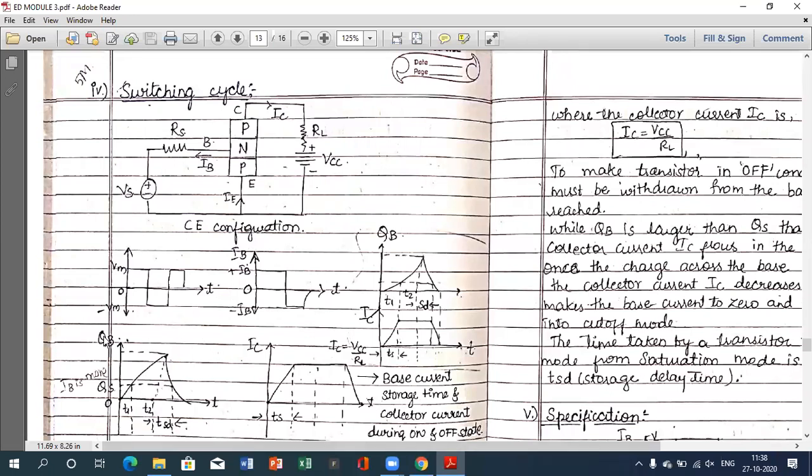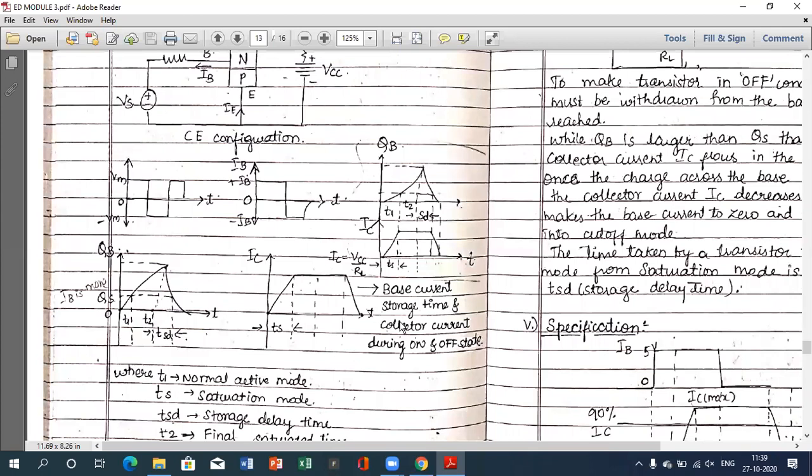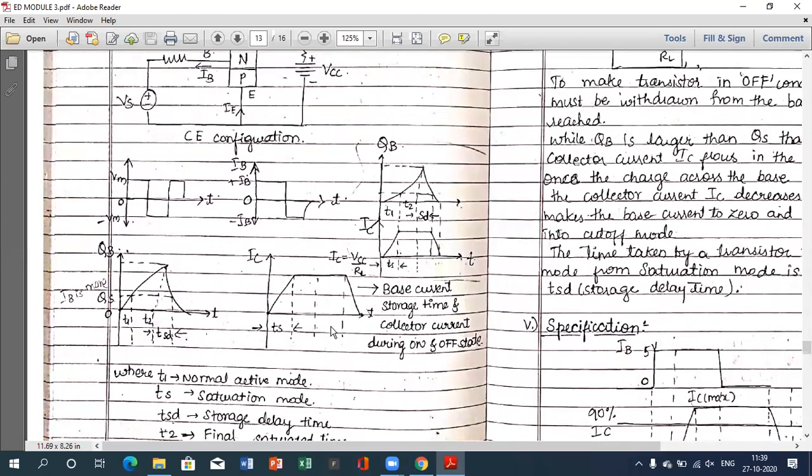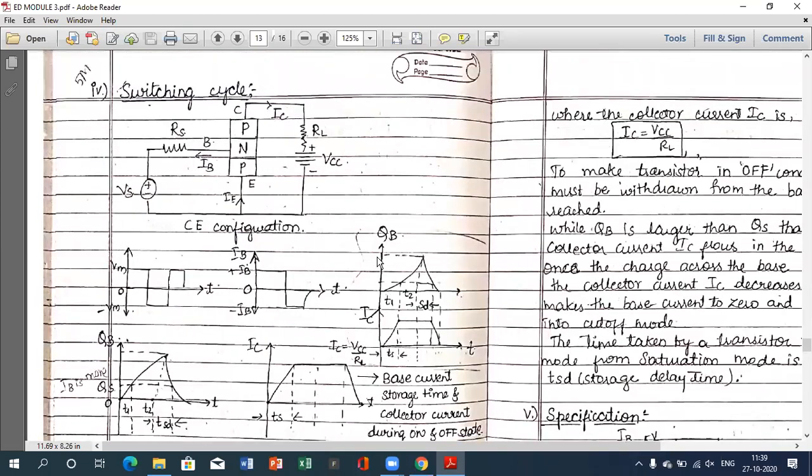And here we have shown the charge stored across the base, QB, with respect to time. This denotes the charge stored at the base of the transistor, and this is the graphical representation of the collector current, showing how the collector current responds with respect to the base current and the charge stored at the base. These are the times used to discuss in this topic. Okay, so now we will go one by one to understand the switching cycle.